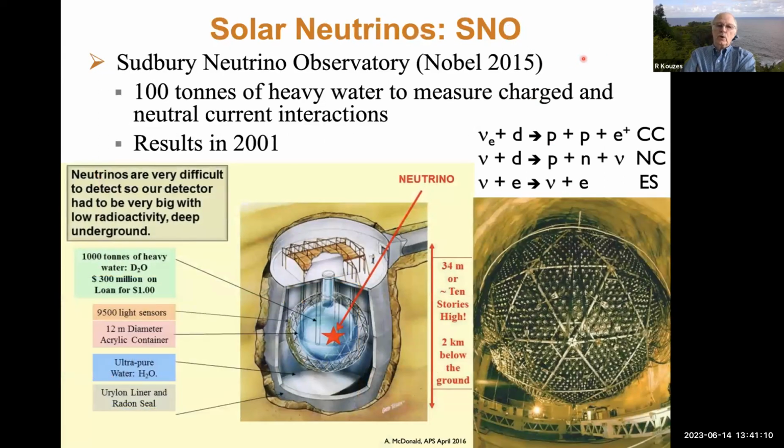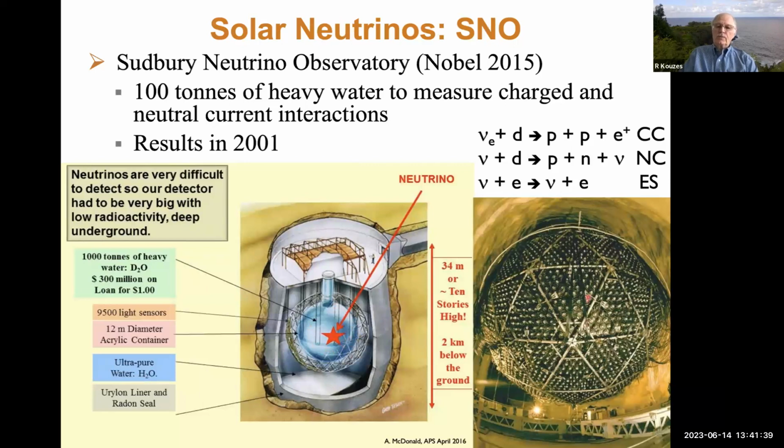Jump forward to 2001. There were a number of other experiments done, but sort of the clincher on this problem was what's called the Sudbury Neutrino Observatory Experiment, SNO, which ended up winning the Nobel Prize in 2015. SNO consisted of 100 tons of heavy water placed into an acrylic vessel. This is a very large vessel, as you might imagine.